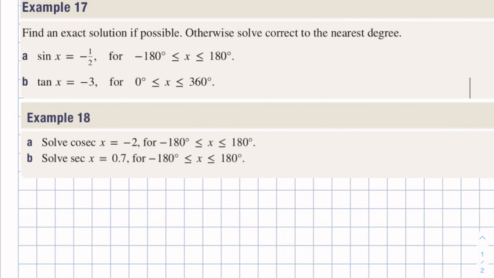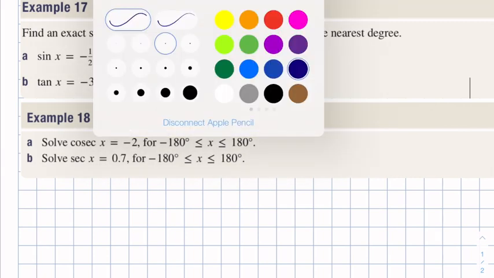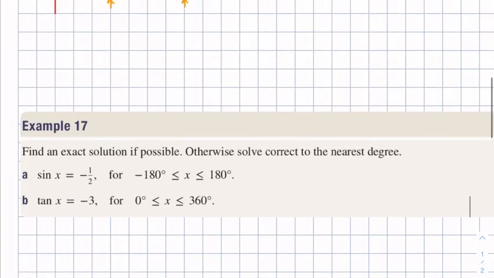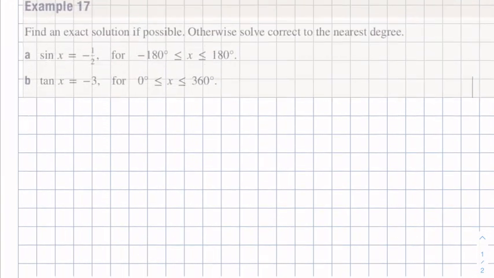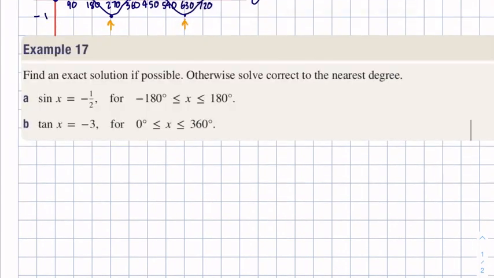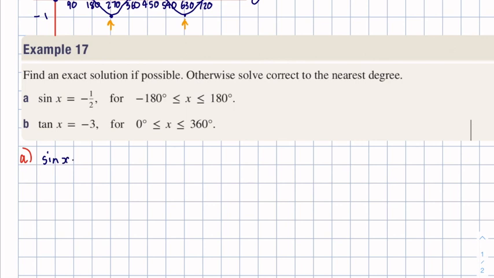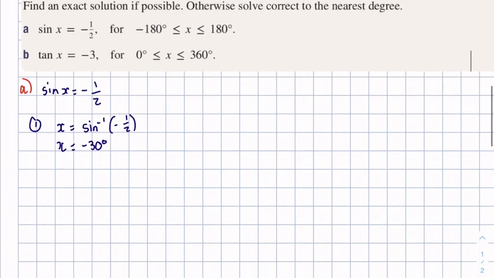So, let's have a look at these ones. They're actually easier. I'm going to get rid of this question. You can hide down there. Okay. So we're finding an exact solution for these questions, if possible. So we've been told sine x equals -1/2. So chuck it in your calculator. X equals arcsine of -1/2. So x comes out as -30. Number 2, draw your diagram.